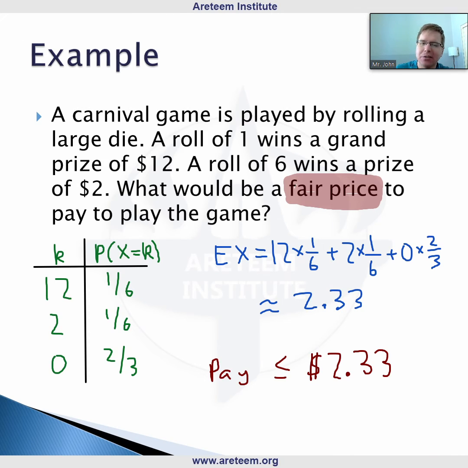In reality, in the real world, you would pay more than this. Otherwise, the person putting on the carnival game would not want to, right, put on the game. So we're not really talking from the business end. We're talking about it from the personal end, right? You would pay less than $2.33 and then expect to, right, either win money or break even playing this game there.